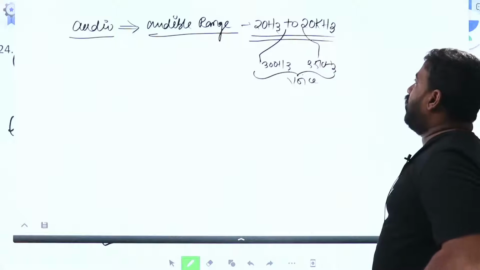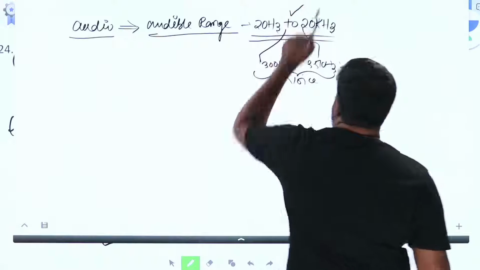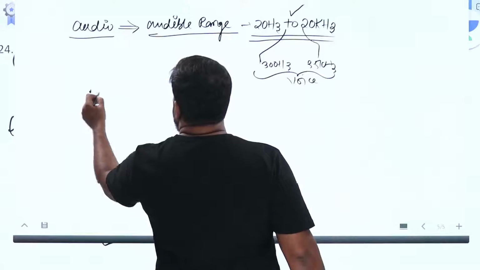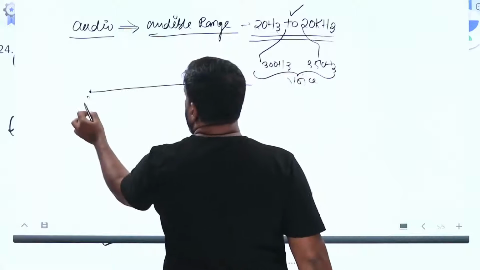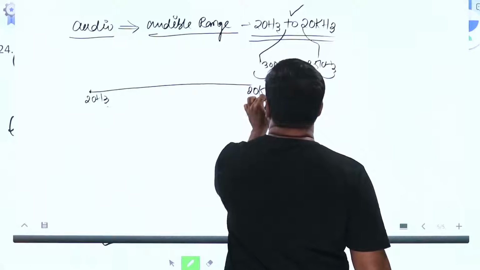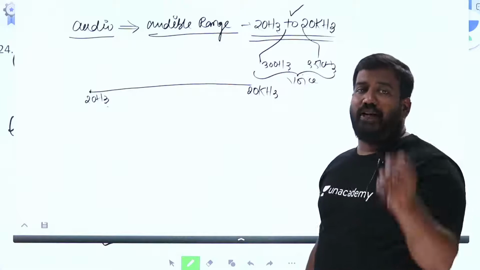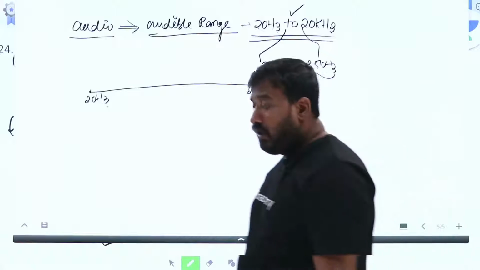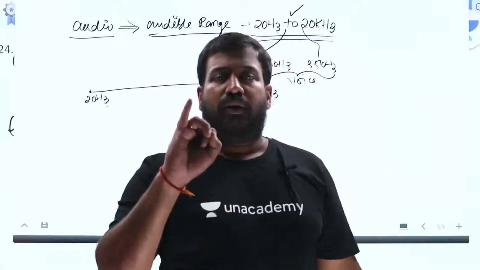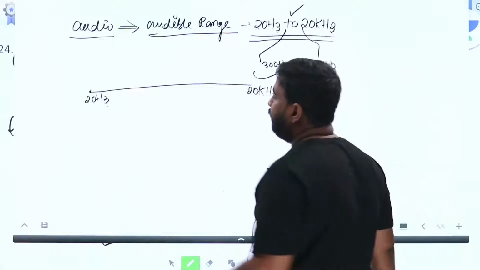Now, let me talk something about the audio frequencies. The audio frequencies will start from 20 Hz to 20 kilohertz. The audible range is from 20 Hz to 20 kilohertz. In radio, there are mainly two types of radio. What are those two types of radio? We have AM radio and FM radio.